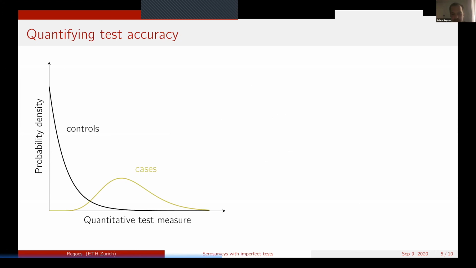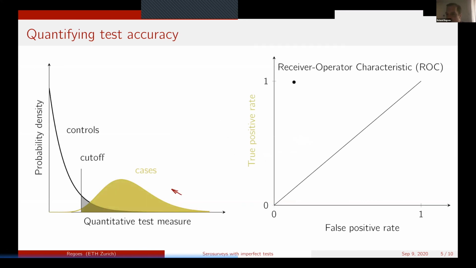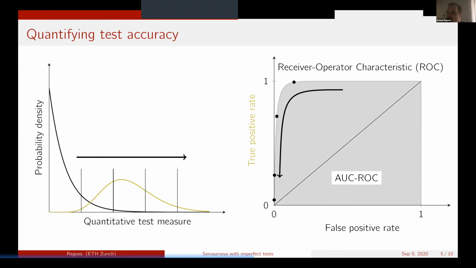So the way we are approaching this is we conceptualize a distribution of quantitative test measures for cases and controls. And then we need a quantitative measure for the accuracy, which is basically a quantitative measure of this overlap of these distributions. So if you introduce some cutoff, you can plot the true positive rate against the false positive rate. And if you do that for all conceivable cutoffs, you get what is called a receiver operator characteristic curve. And the area under this curve is a good measure for test accuracy that is independent of the particular cutoff, very much unlike sensitivity and specificity.